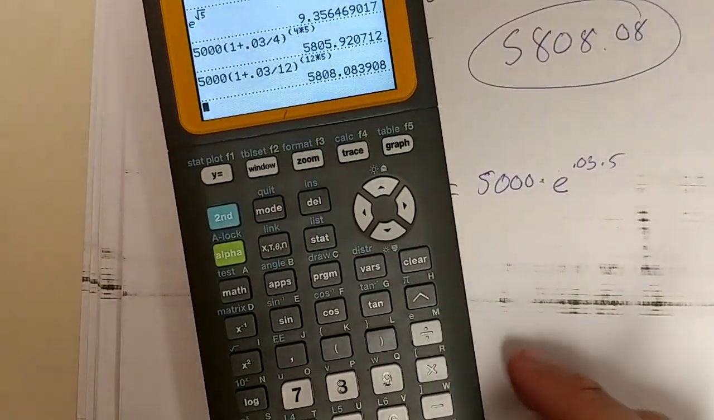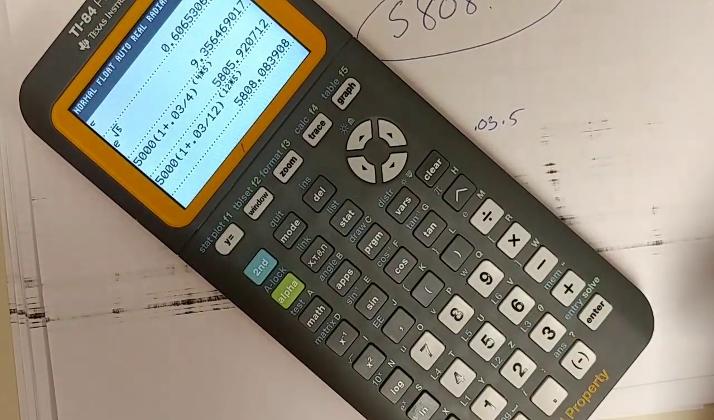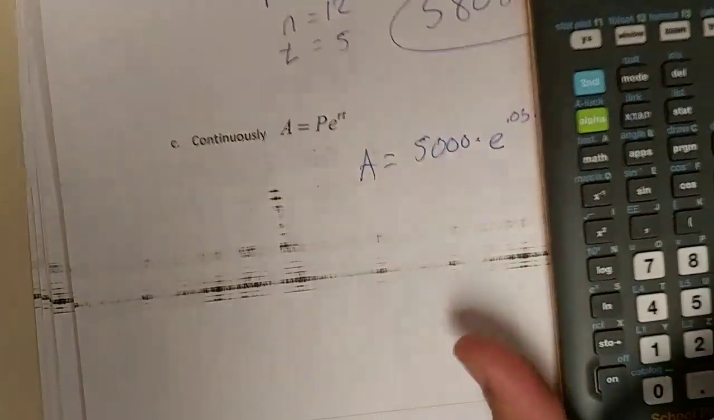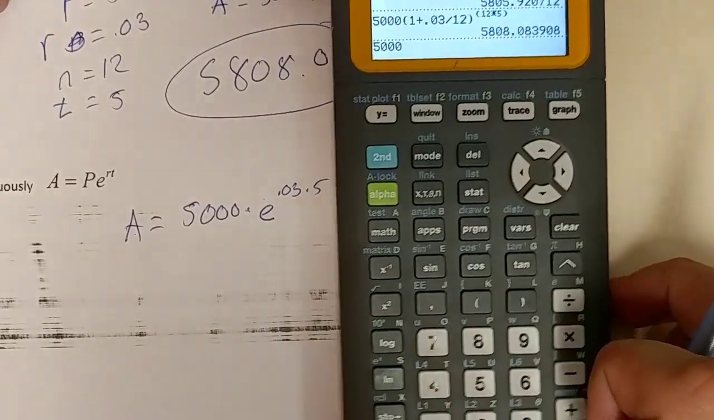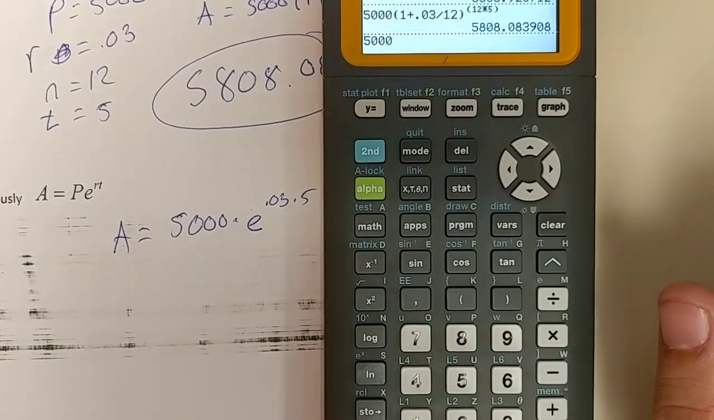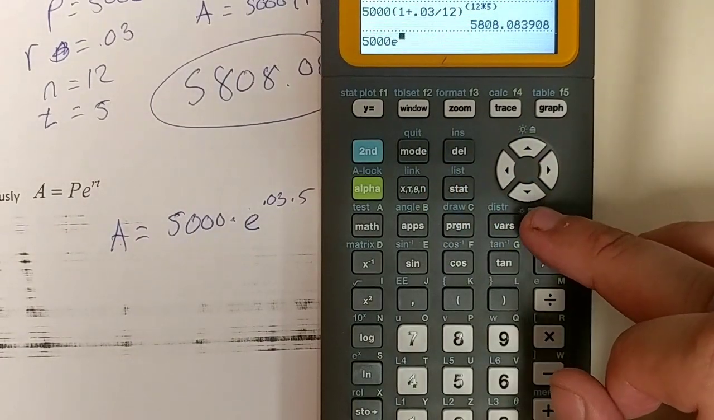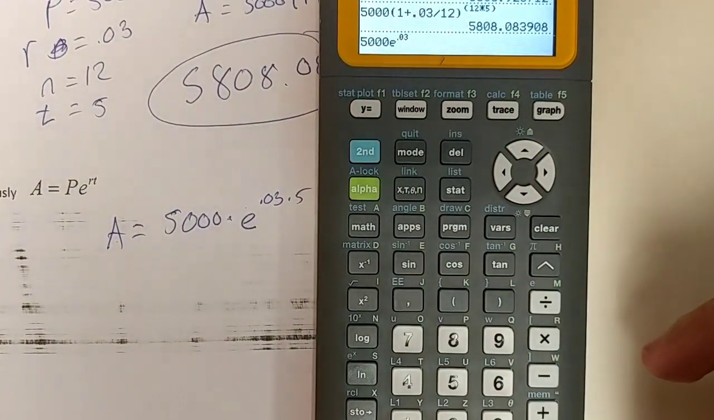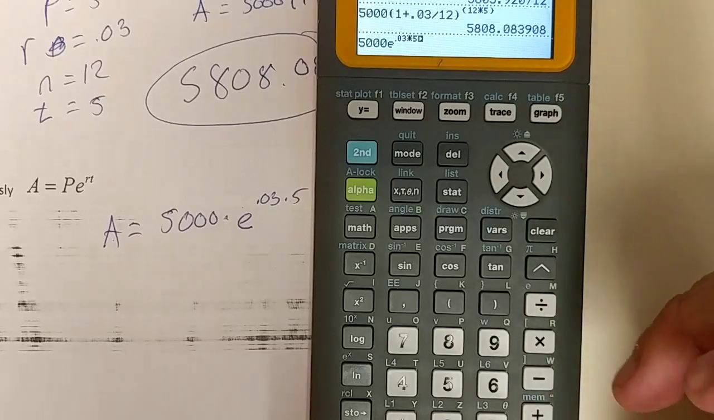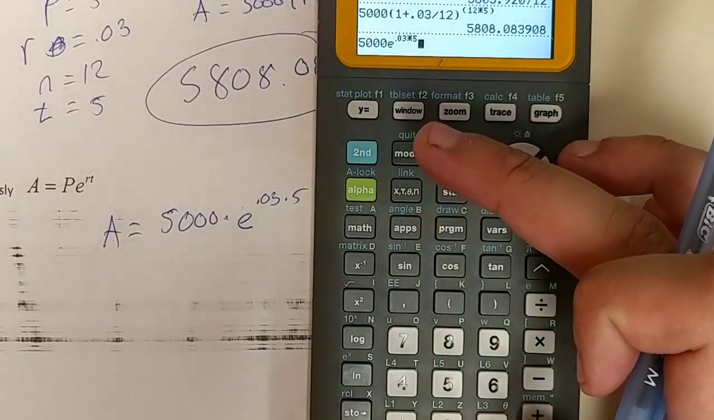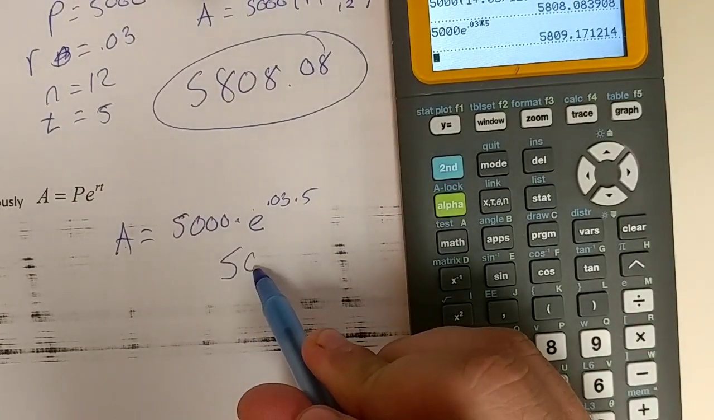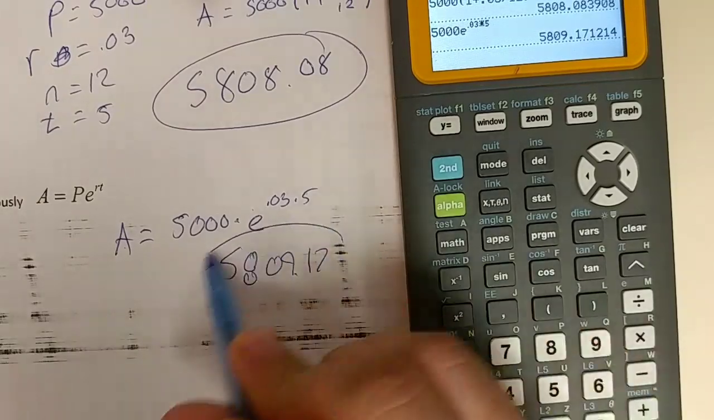Just to make sure you actually see me type it in, I'll put it this way. It is going to be 5,000. Actually, let me do it this way so you can see the screen too, or the paper. Second, e to the x, 0.03 times 5. It assumes you're multiplying, but you could put the multiplication symbol between 5,000 and e. I think it's going to assume you're multiplying because it's a variable. So that one, again, not so much different. 5809.17.